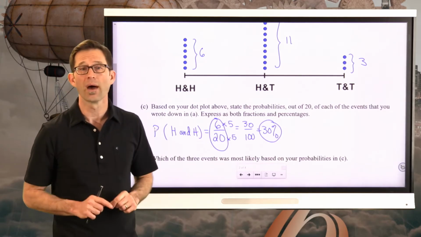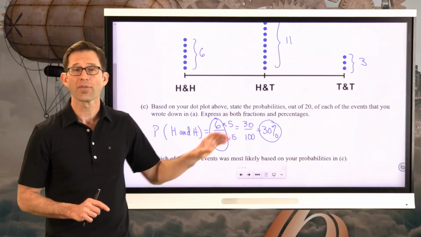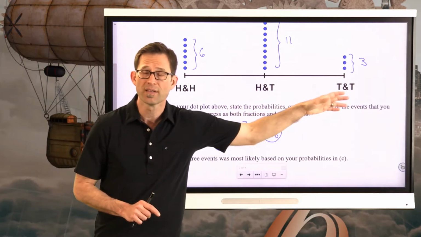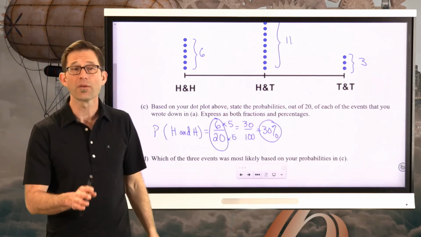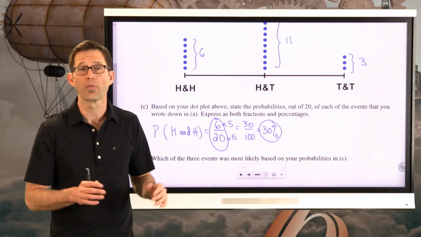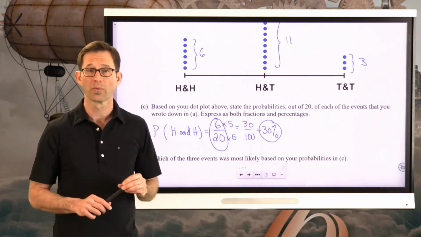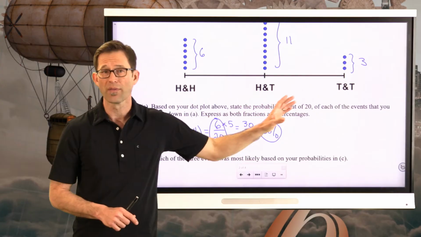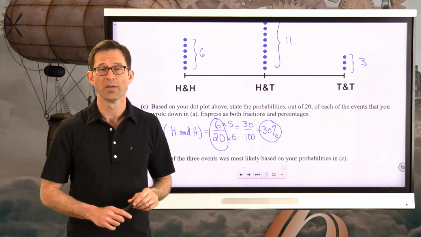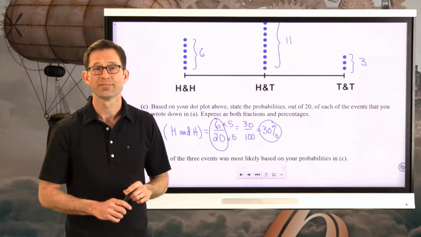What I'd like you to do now is pause the video and figure out the probability of getting a head and a tail and a tail. I would suggest doing it for your own numbers, but again, if you didn't run the experiment and you just want to do it with my numbers, that's fine too. And then we'll get those two additional probabilities in a moment. Pause the video now.